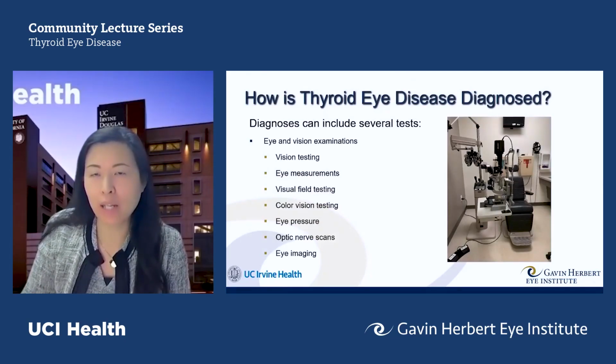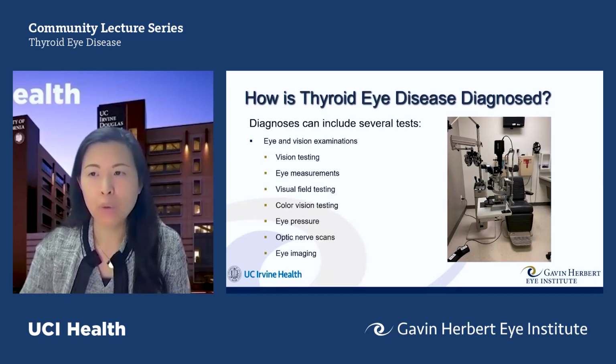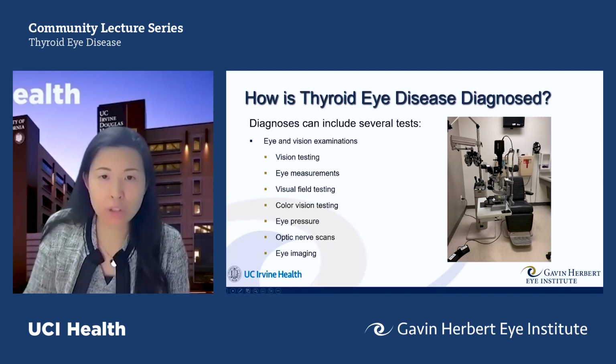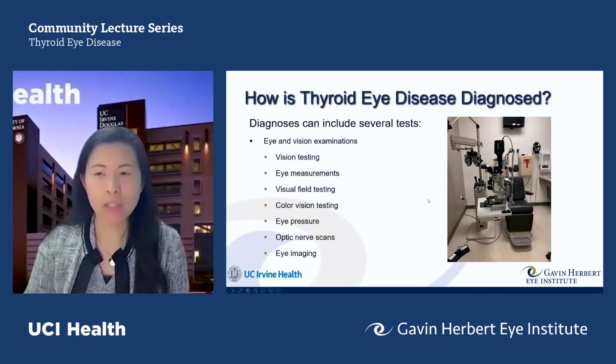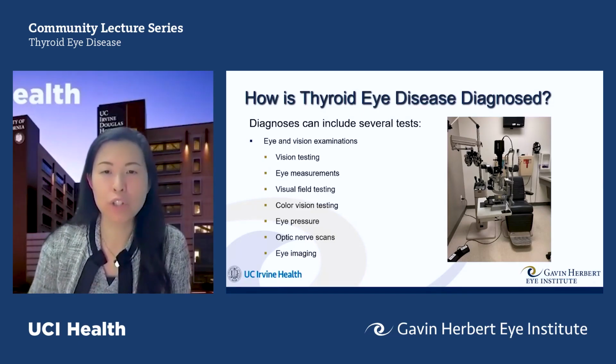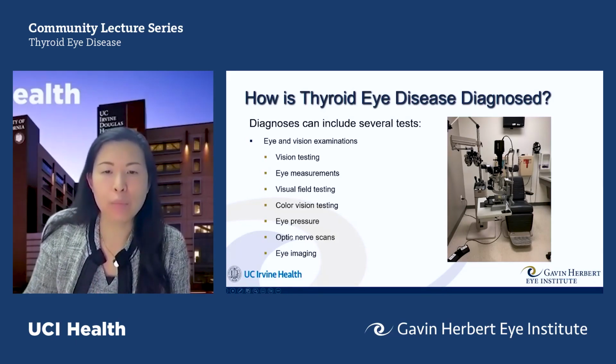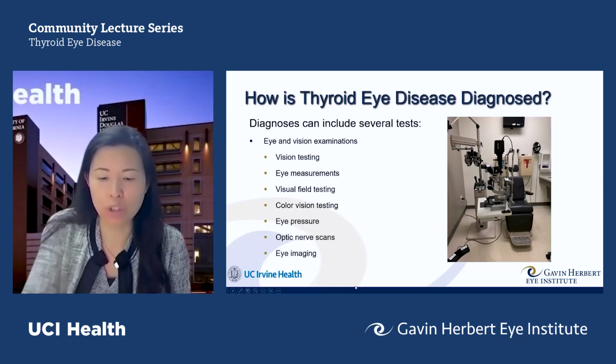So how is the diagnosis of thyroid eye disease made? Well, there's a lot of different testing that we can do. And when you come to our office, you sit in this chair, and we have all these devices in our office to take a look at your eye. We can measure different things like your vision and the peripheral vision test or the visual field test. We can check your color vision. We often check your eye pressure. Typically that's for glaucoma, but it's also very useful in this situation. And we can do some scans or imaging of the eye and the optic nerve and other structures.